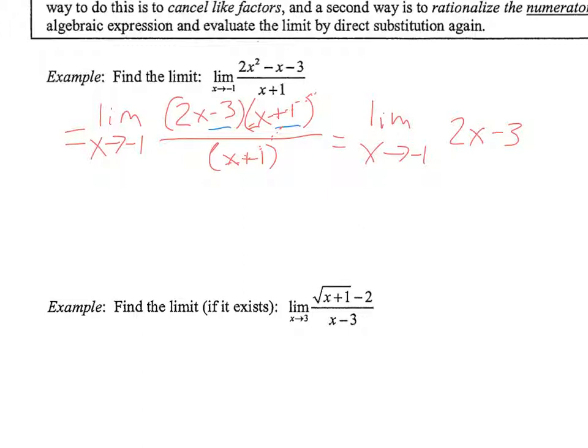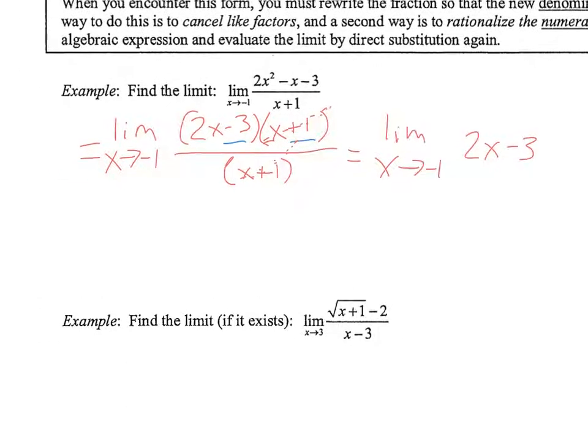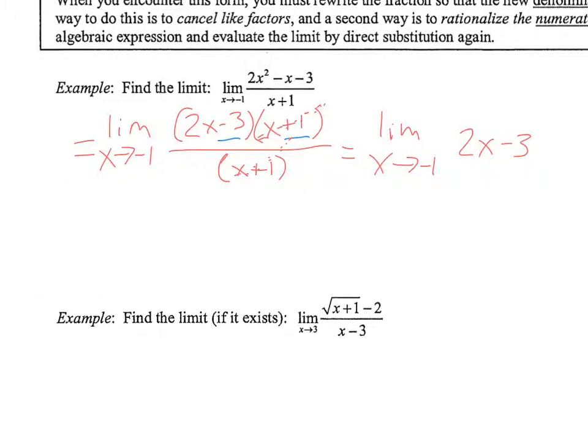So this original equation up here simplified to this. These look the same, except this one is continuous, and this one has a hole at negative 1, and that's what we're interested in.